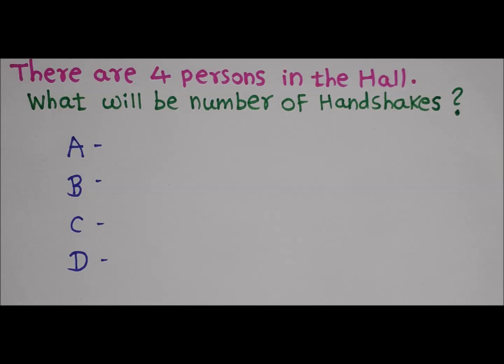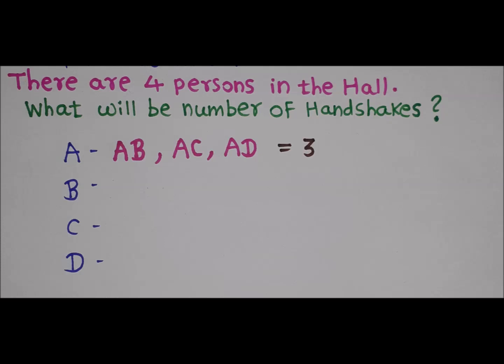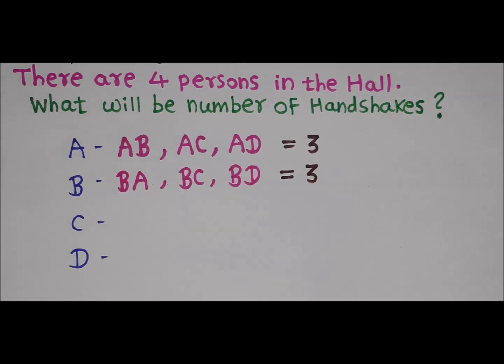A will shake hand with B. Let us denote it by AB. AB indicates a handshake between A and B. Similarly, A will shake hand with C and D, which will be denoted by AC and AD respectively. Hence, the number of handshakes by A will be equal to 3. Similarly, B will shake hand with A, C and D, that is BA, BC and BD. Hence, the number of handshakes by B will be equal to 3.